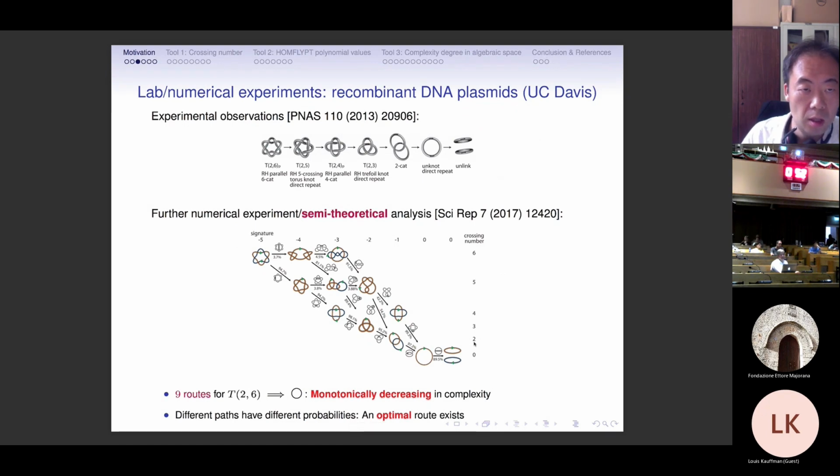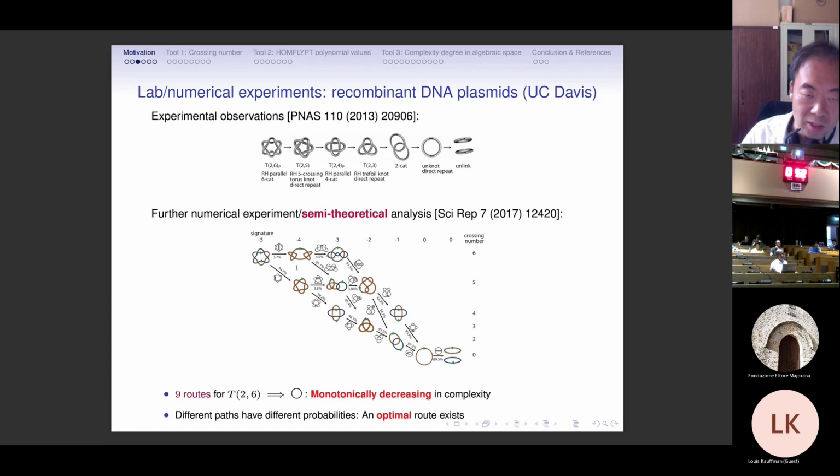The same story happens in DNA biology. This page comes from the work of Mario Vasquez's group at UC Davis. In 2013, they gave us an optimal route of decay from a torus link to a trivial link, right? Then in 2017, they gave us a more detailed diagram showing the different routes from one state to another state, from here to here.